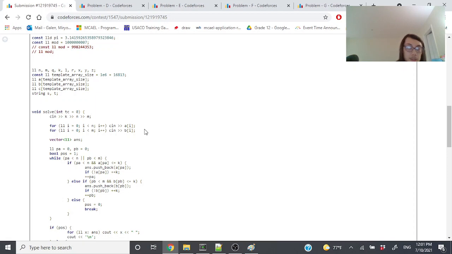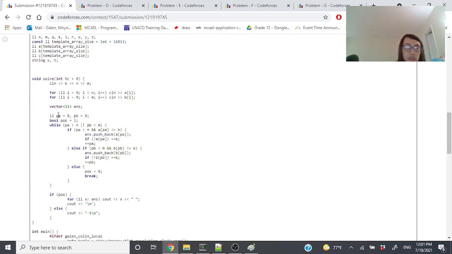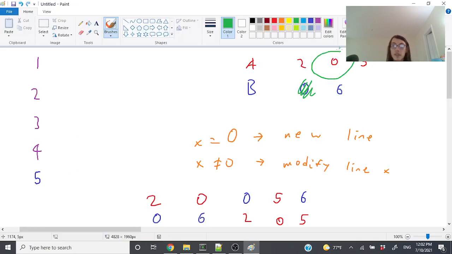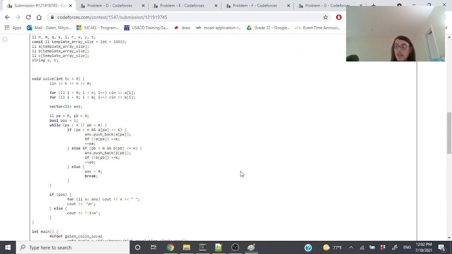So in code, this is how this greedy works. We read in the values. We read in A and B. I'm keeping a pointer for A and a pointer for B. And then, if we have any operations left for A, and it's less than or equal to K. So either it's 0, in which case we can do it whenever, or it's not 0, but we have enough lines that we can do it.